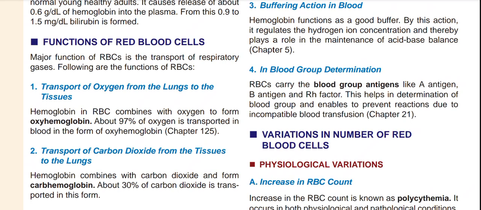Also, we will discuss in another video how blood groups are determined and what the blood groups are, A positive, B positive, AB positive, O positive, O negative, AB negative. This type of blood groups we will also discuss in another video.